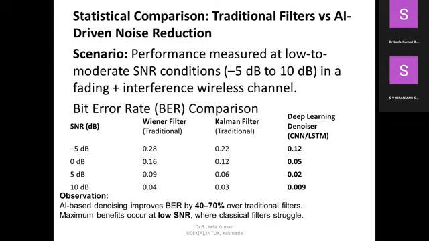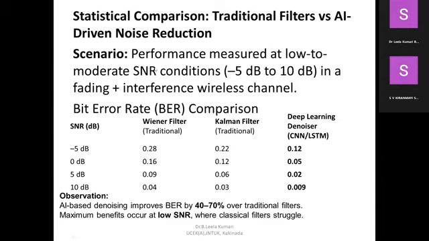But in AI-driven systems, reduced bit error rates exist, especially under low signal to noise ratio conditions, and also improved quality of service, especially in voice, video calls, IoT links, and also adaptivity to varying noisy environments. Okay, so these are the different things we can achieve.